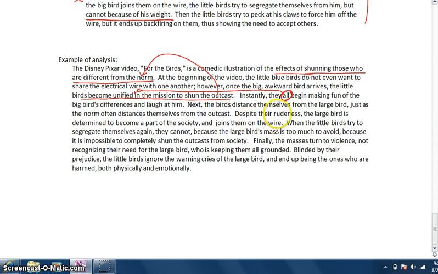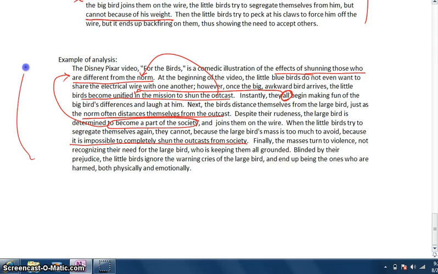Next, the birds distance themselves from the large bird, just as the norm often distance themselves from the outcasts. Okay, going back to that thesis. Despite their rudeness, the large bird is determined to become a part of the society and joins them on the wire. The part of the society, this is tying back again to our topic sentence. When the little birds try to segregate themselves again, they cannot, because the large bird's mass is too much to avoid, because it is impossible to completely shun the outcasts from the society.